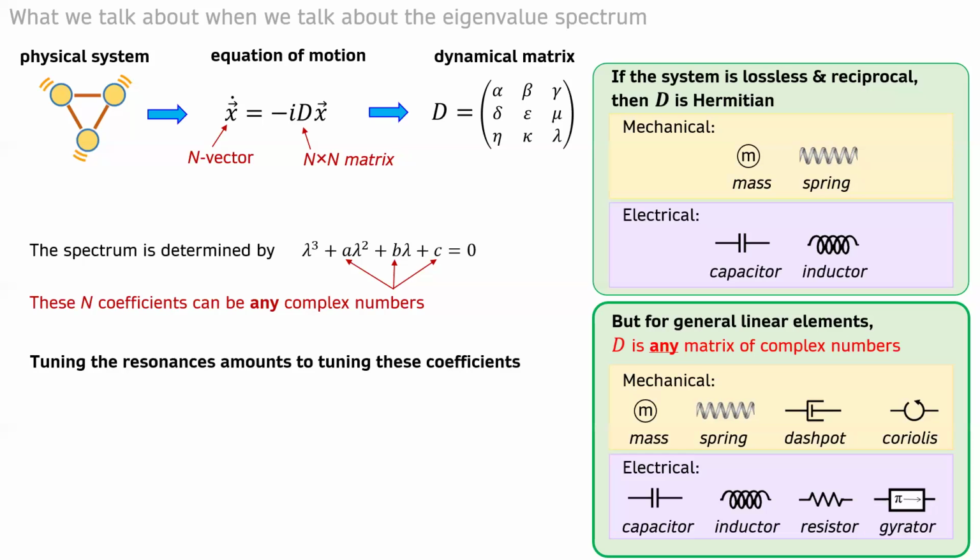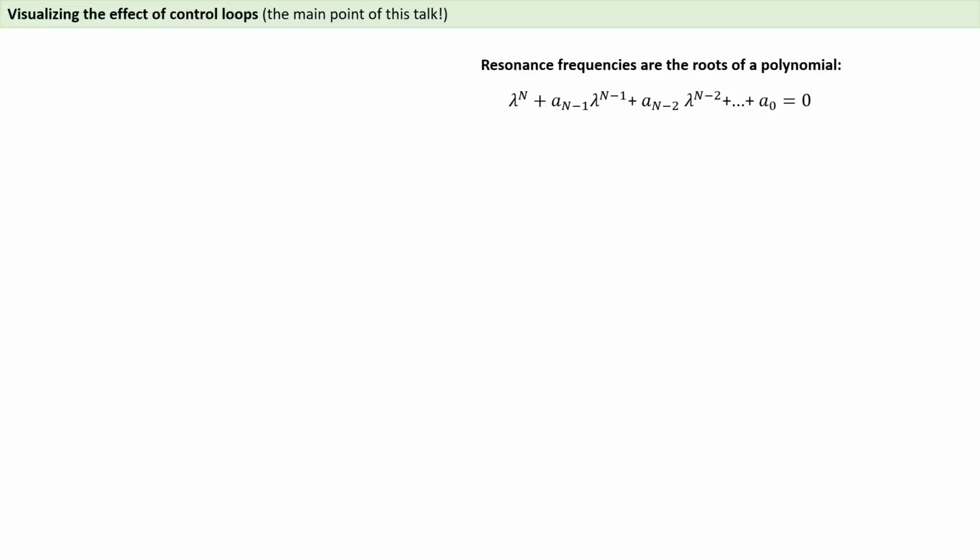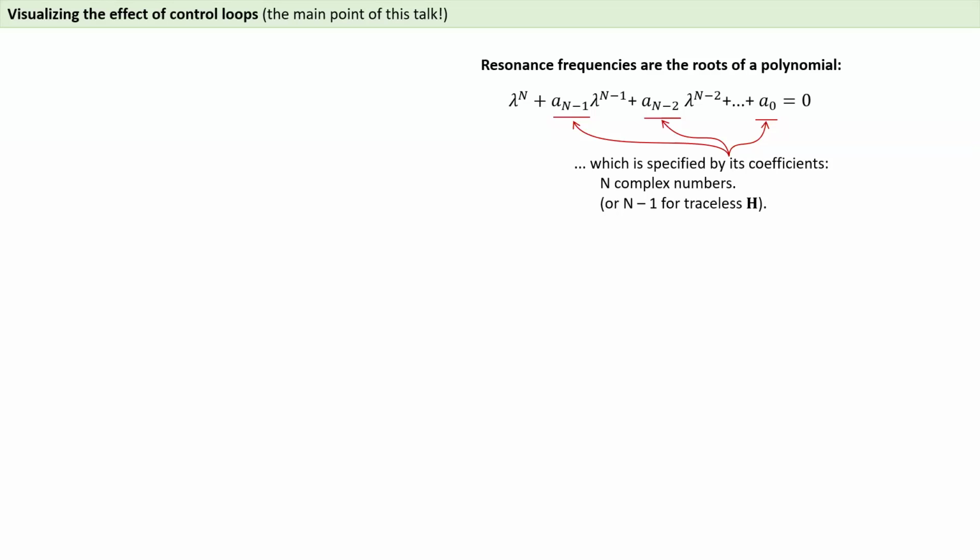Whenever you're changing the resonance frequencies, you are changing these coefficients. If you don't change those coefficients, you're not changing the resonance frequencies. Visualizing how this tuning works is the entire topic of my talk. That's all we're going to be discussing. Again, the resonance frequencies of n oscillators are given by a polynomial like this, where the n complex coefficients specify what the polynomial is and hence what the spectrum will be.